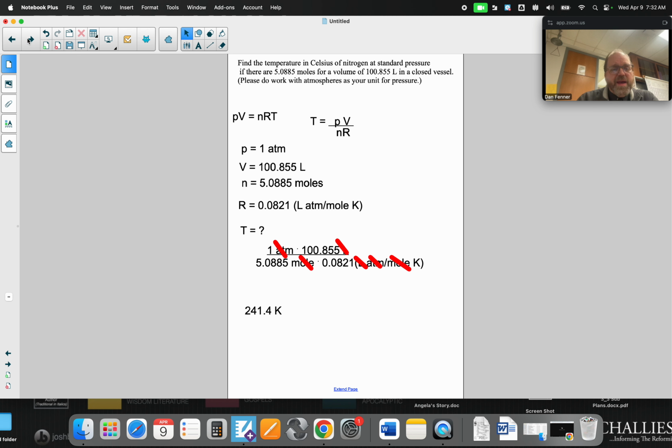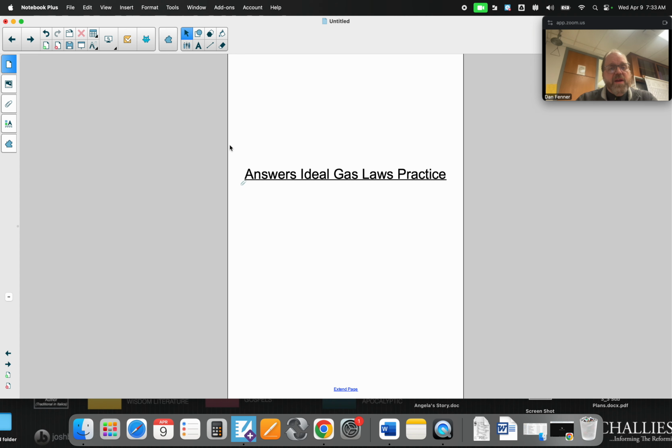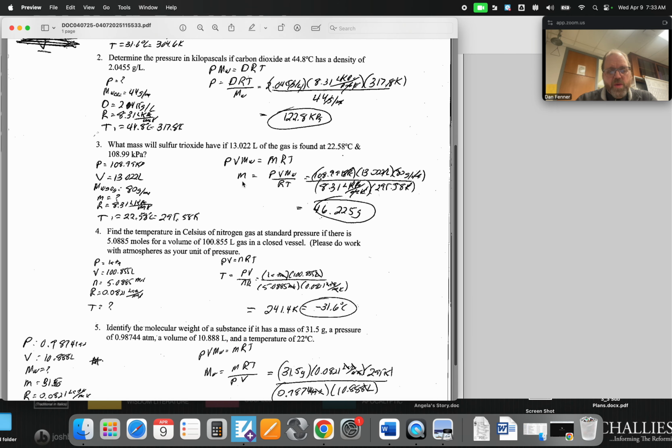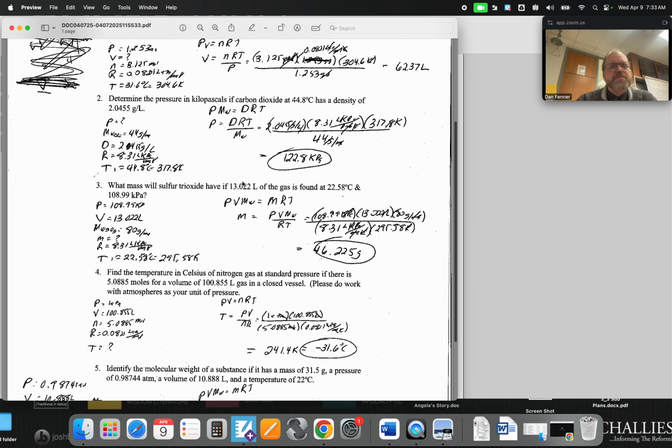When I do that, I get 241.4 Kelvin, but I asked for Celsius. So how do I do that? I'm going to subtract 273, and I put a 0 there for sig figs. And we're going to get negative 31.6 degrees Celsius. That's my answer. All right, here are the answers so you can check your work. Look through it. Hopefully that wasn't too bad.